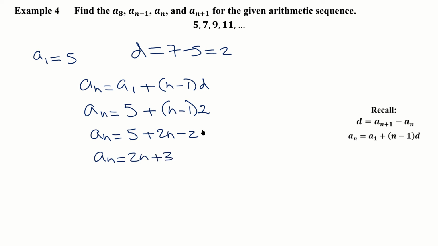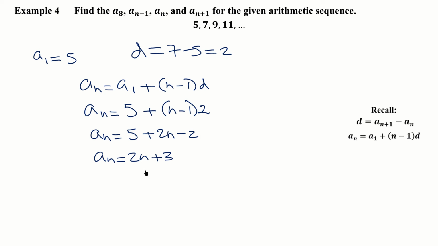Now you can easily see how this works, for example, for A2, right? A2 would be 2 times 2, which is 4, plus 3, which should give us what? 7, as it does, right? Just a quick check to make sure you haven't made some kind of an arithmetic error, okay?